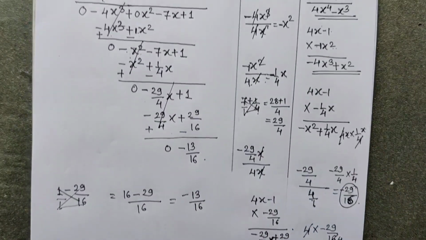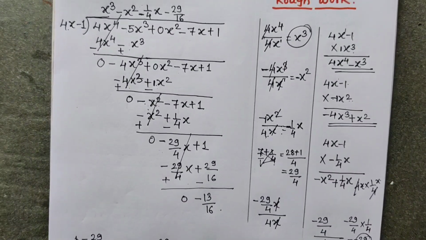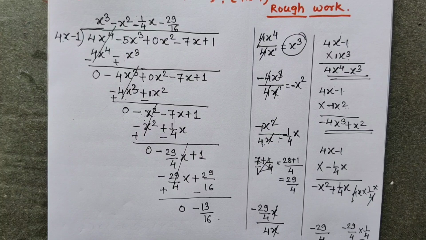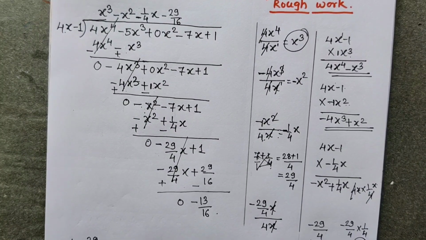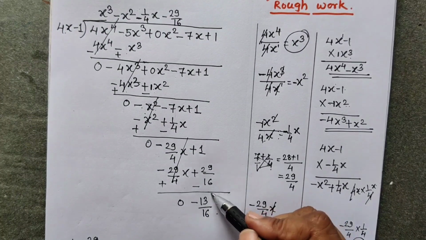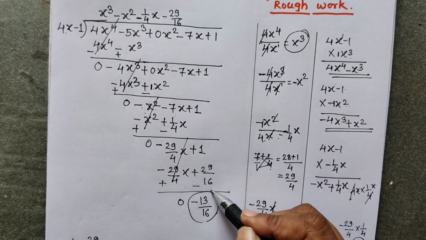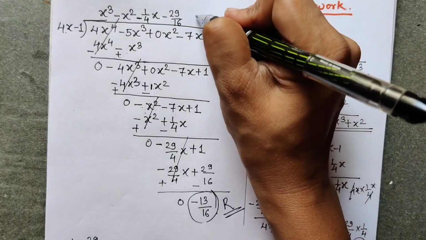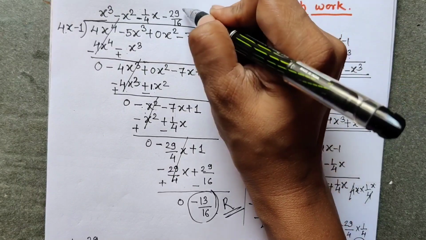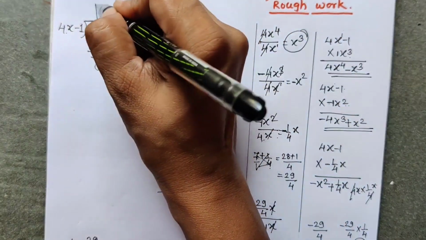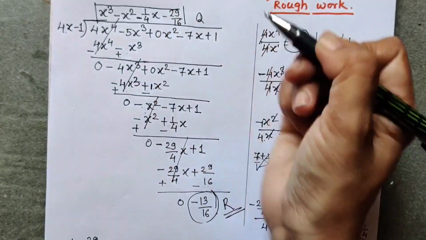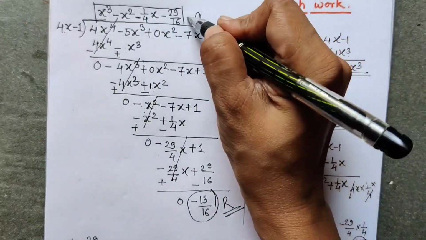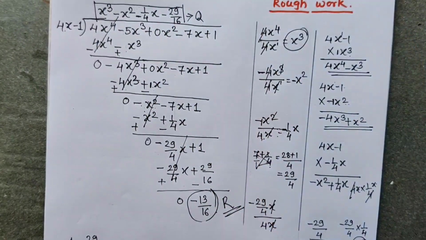So this is a little complicated sum. You have to practice this sum, so you will get a better understanding of it. So in this way we are getting minus 13 upon 16 as our remainder. You have to write it. And this is our quotient. This is the quotient. So in this way I have explained all the sums from this practice set 10.2.